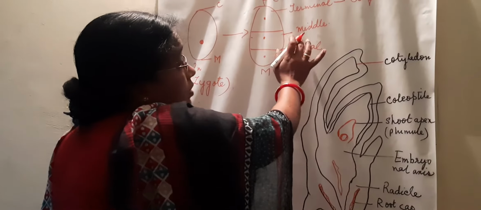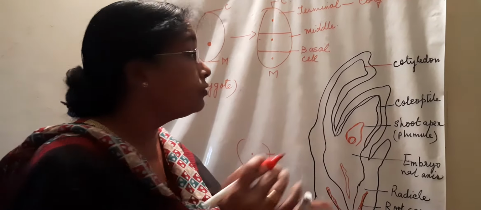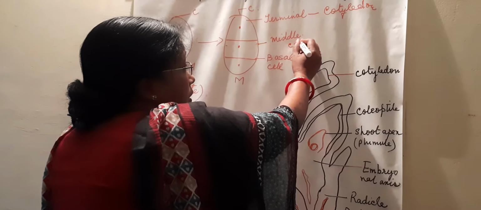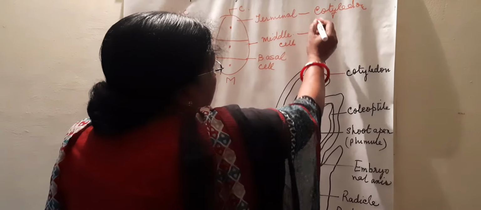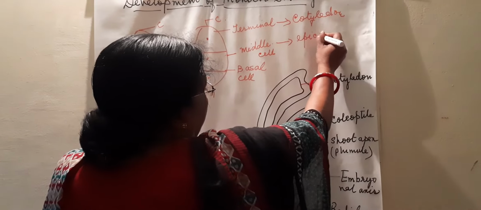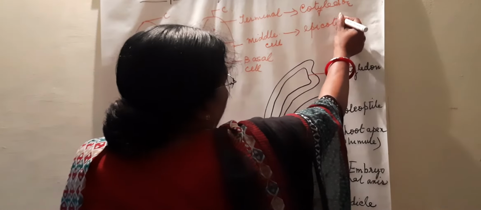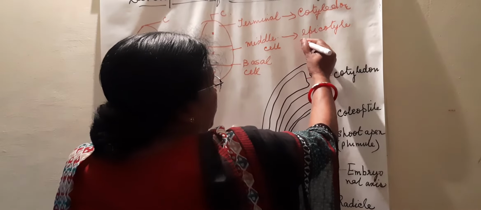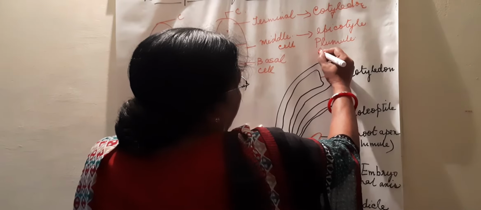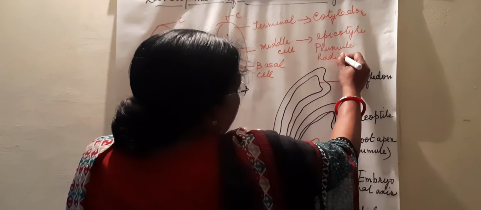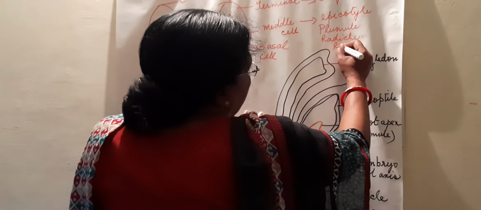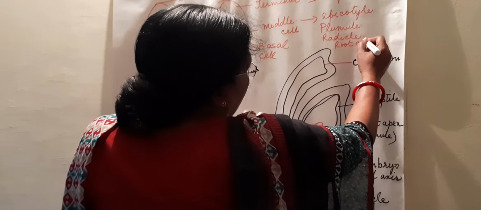Now all the work, all types of division, is done by the middle portion of the cell, which is known as the middle cell. Now this middle cell gives rise to epicotyl, then plumule, radicle, then also the root tip or the root cap.